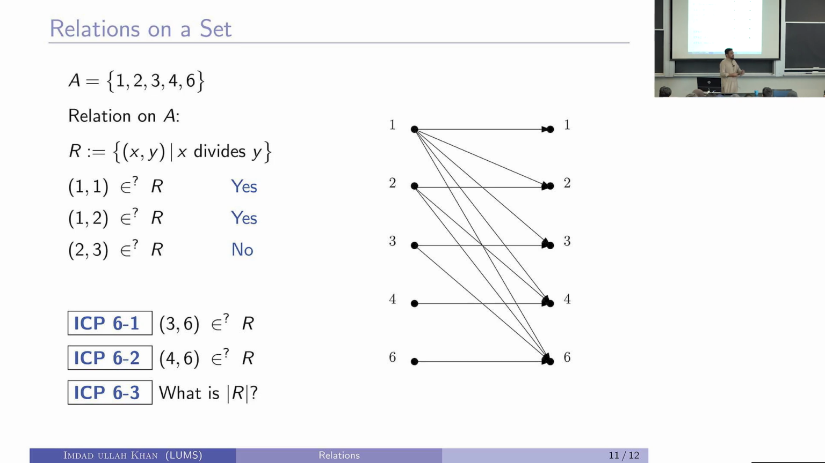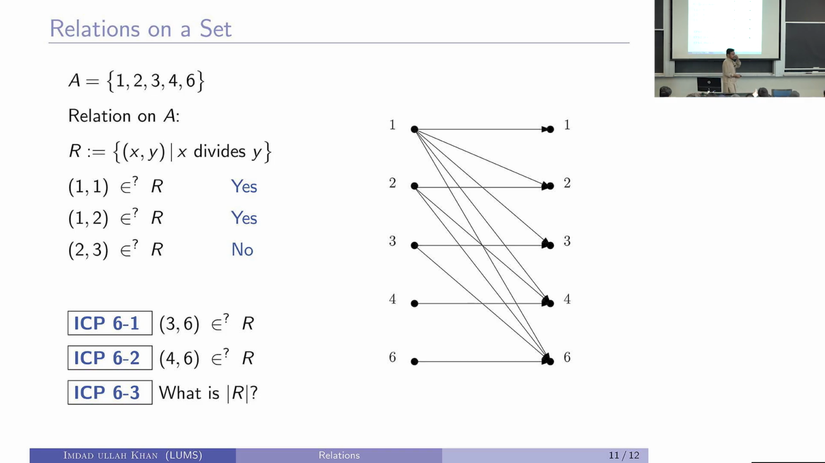Okay? Then some more questions. Is 3 6 in R? Is 4 6 in R? Why not? 4 does not divide 6. How many elements are there in R? Why? Count them, and then you will see the number of elements, that's a cardinality question. Cardinality is the number of elements, so we just find out this thing, right?